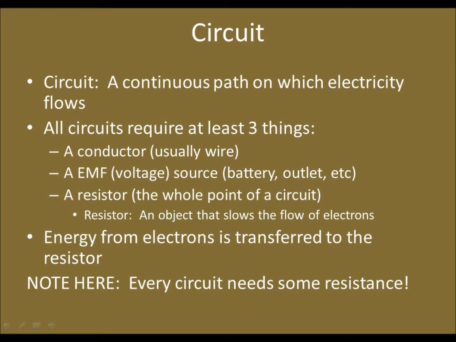All right. So the point of the resistor is to slow down the electrons. When the electrons slow down, in other words, when they're given resistance, they often lose that energy to the resistor, and then the resistor uses it to do work. So that's what that next bullet means. Energy from electrons is transferred to the resistor to do work. If you do not have any resistance in your circuit, you have what is called a short circuit, and we will talk about that a little bit later, but that's bad.